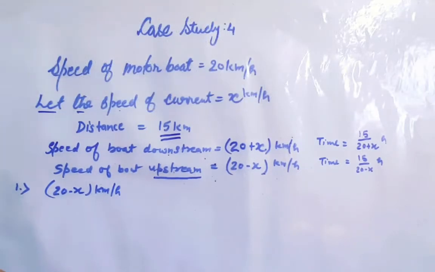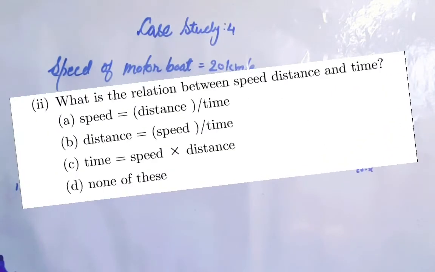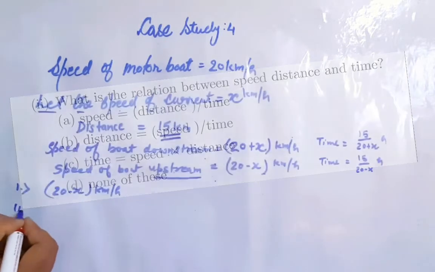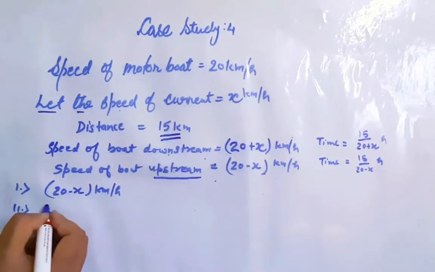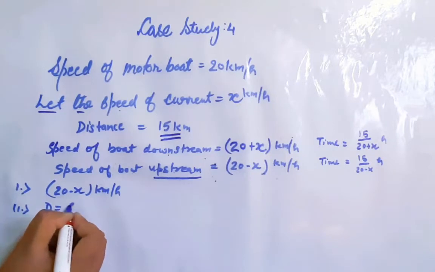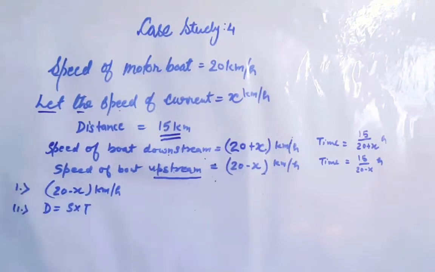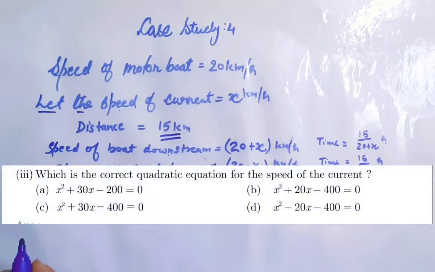Then the second question is, what is the relation between speed, distance and time? We studied in previous classes that distance equals speed into time. This is the relation between distance, speed and time. The third question is, what is the correct quadratic equation for the speed of the current?